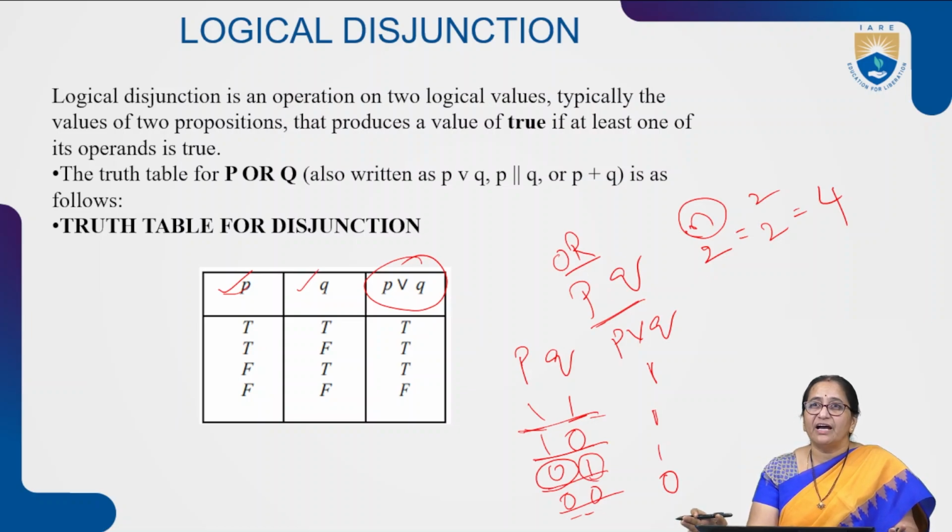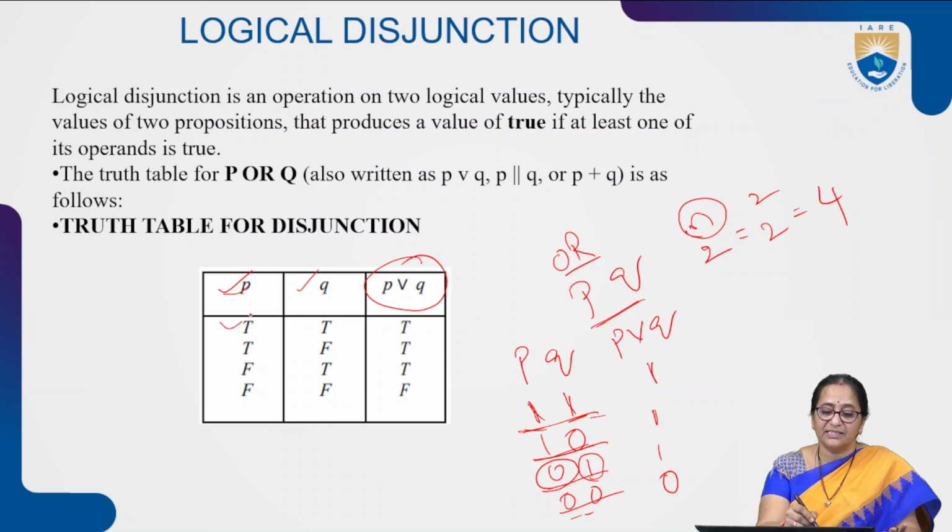And produces a value true if at least one of the operands is true. Here these are the combinations. This is true, then the result is also true. One of the operands is true here, so the result is true. Even though these two are false, the result we are getting is T. If this is F, this is T, so one of the operands between these two is T. So our result is T.